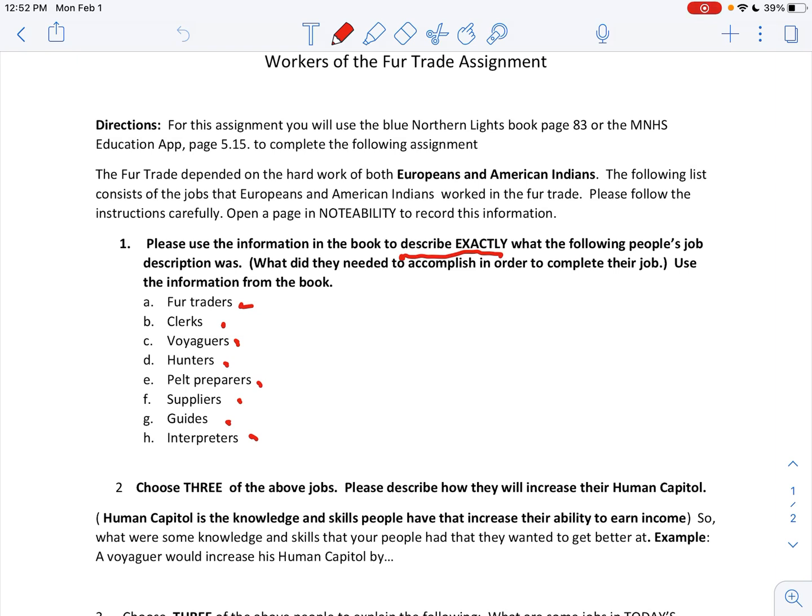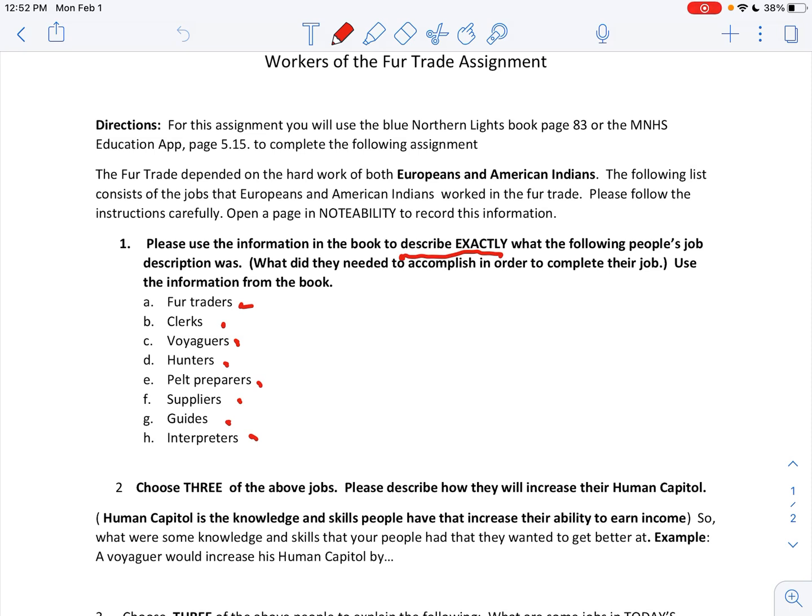The fur trade depended on the hard work of both Europeans and American Indians. So our essential question today is basically: what were the important jobs, and who completed these jobs that were involved in the fur trade? Who were the people who worked them? What exactly was their job description? We're talking about 8 jobs today, worked by Europeans and American Indians.